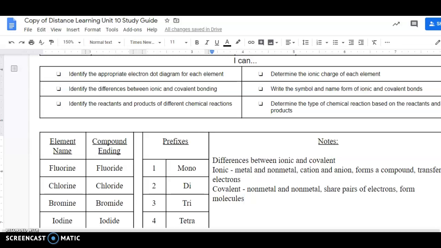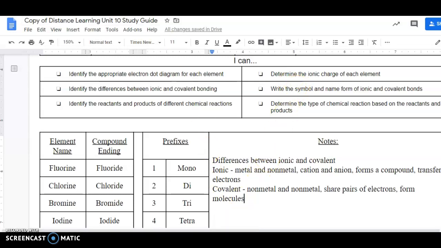Alright, welcome to Study Guide Review, Episode 3, Revenge of the Sith. The last things we're going to cover are determining the ionic charge of each element, and then write the symbol and name form of ionic and covalent bonds.